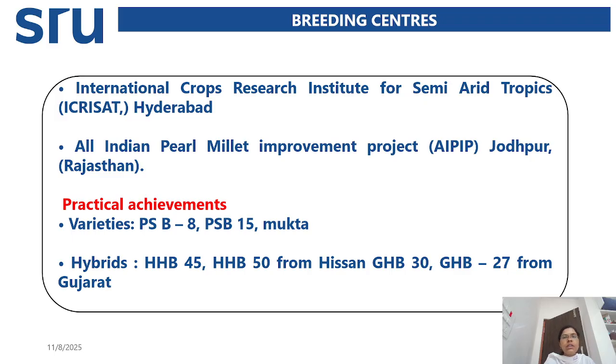And practical achievements. Here also we have varieties and hybrids in case of Bajra. Varieties are PSB 8, PSB 15 and Mukta, and hybrids are HHB 45 and HHB 50 from Hisar, and GHB 30 and GHB 27 from Gujarat.